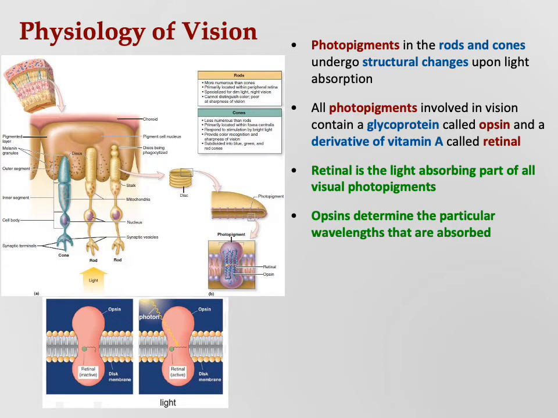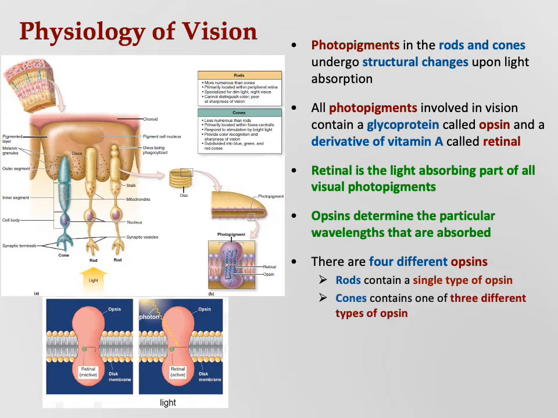So opsins are what determine the particular wavelengths that are absorbed. Each opsin has its own special band of wavelength that it is most sensitive to. And we have 4 different opsins. So rods contain a single type of opsin called rhodopsin. And again, that's for seeing in dim light. Really it can't see individual colors, it just sees shades of gray. Not the book or the movie, just the normal shades of gray.